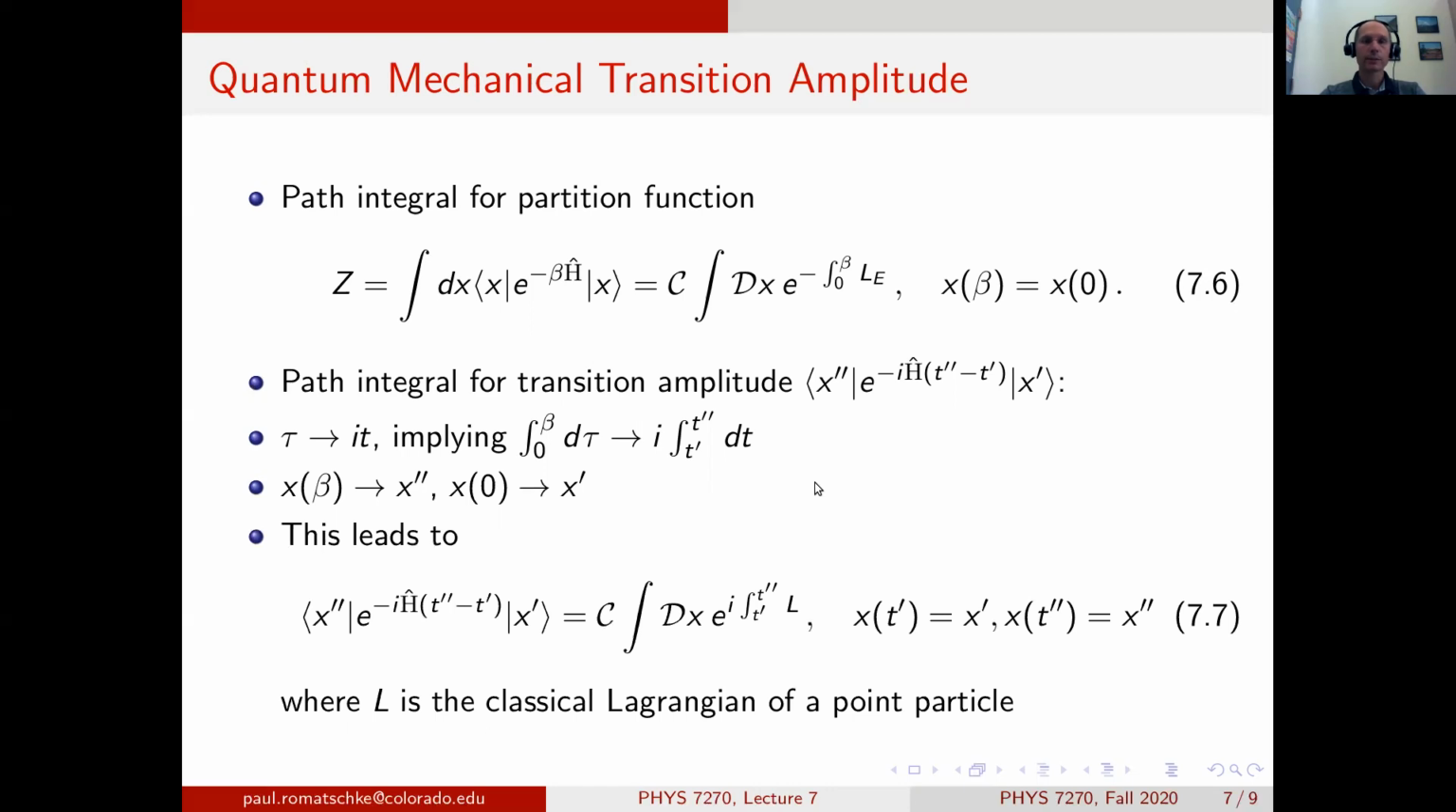Following exactly the same steps that we used to get to the partition function, we can write down a path integral representation of this quantum mechanical transition amplitude. And it looks like this.